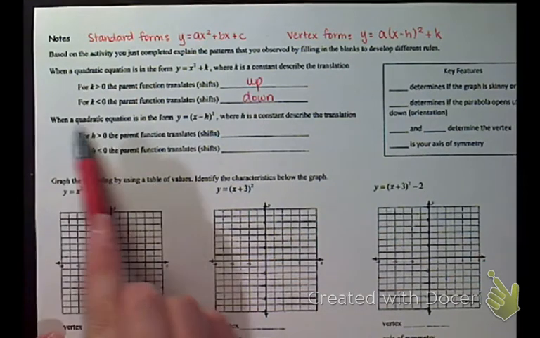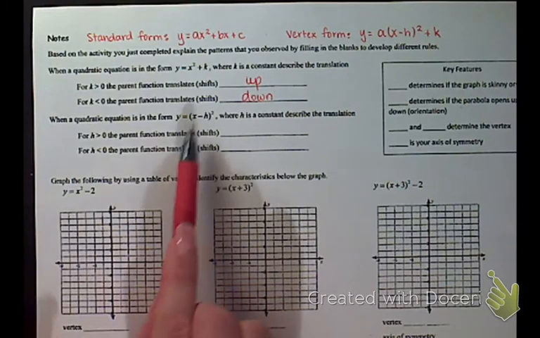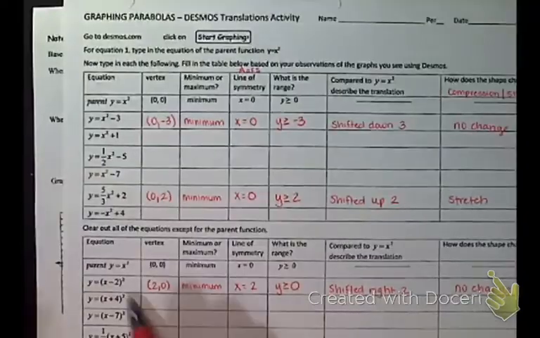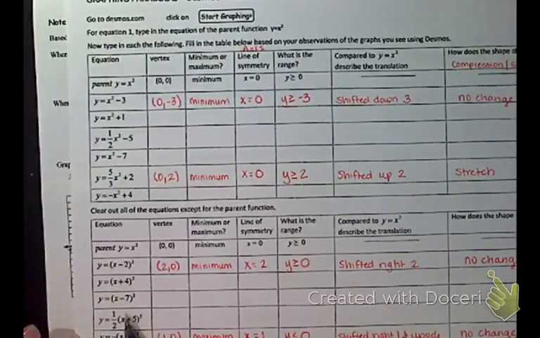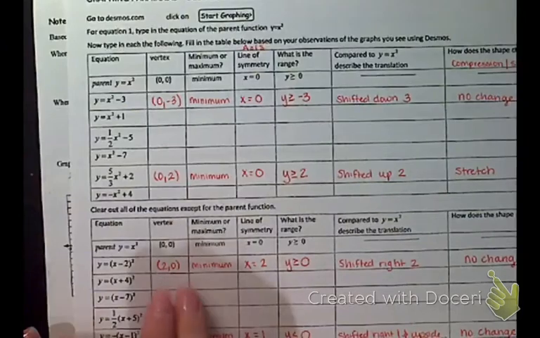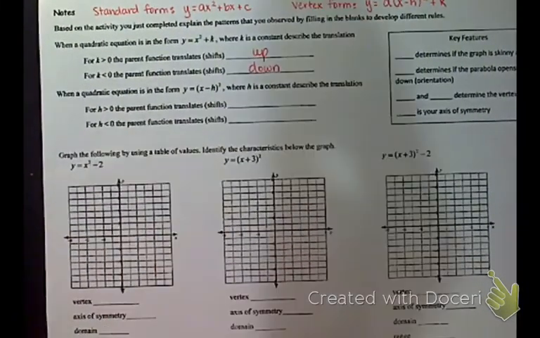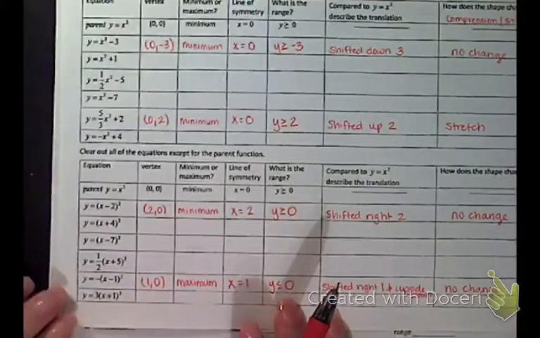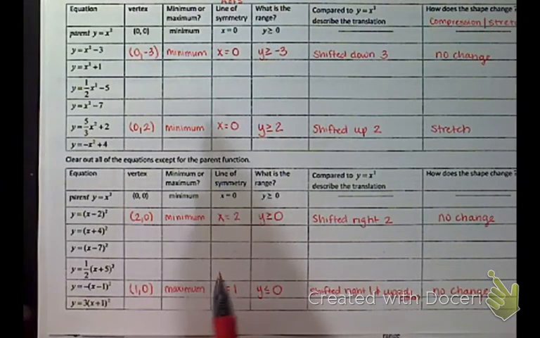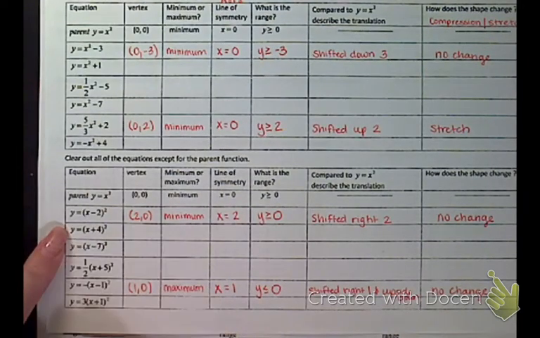Now, when you had a quadratic equation in the form of y equals the quantity (x minus h) squared, where h is a constant, what happened? So that was all of the equations down on the bottom half of your Desmos activity, right? Your quantity squared. So what happened when h is greater than 0? We didn't do one of those, so let's go through. Let's see if you did the second one right, because h is greater than 0 in this case.